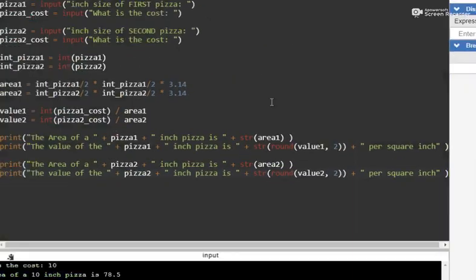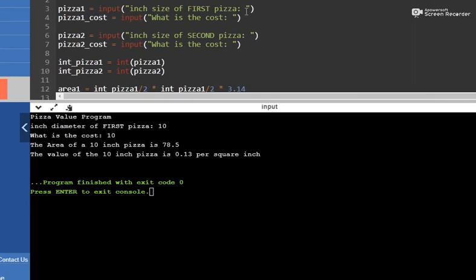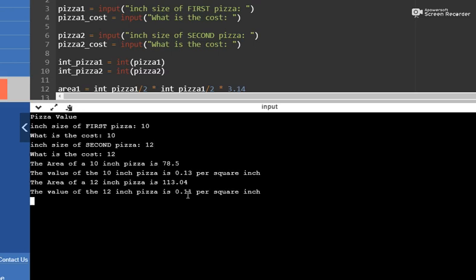So let's solve this puzzle with Python. Try and get it all on the screen. There we go. Pizza value, inch size of the first pizza. Well, we did that. We'll do it again. 10-inch pizza, and it cost me £10. Inch size of the second pizza. Well, it was a 12-inch pizza, and it cost me £12. The area of a 10-inch pizza is 78.5. The value is 13p per square inch. The area of a 12-inch pizza is 113, and the value is 11p per square inch.